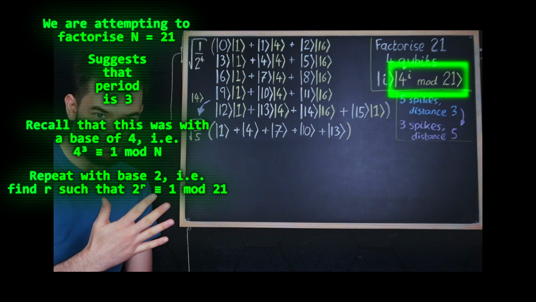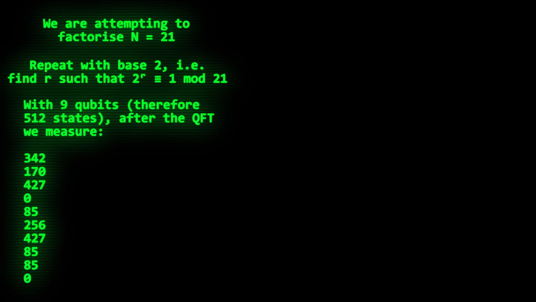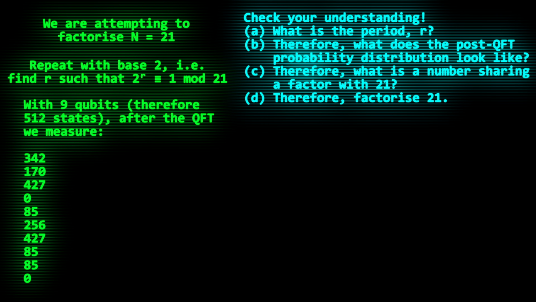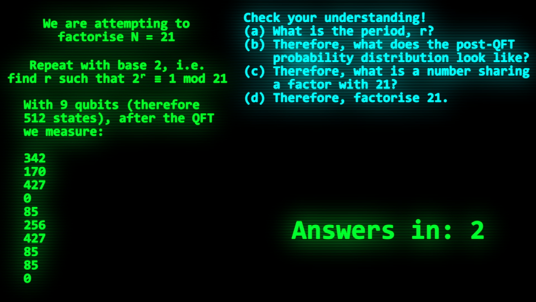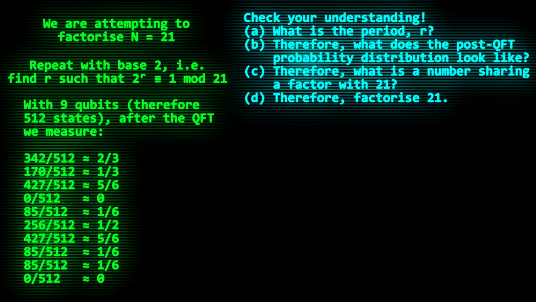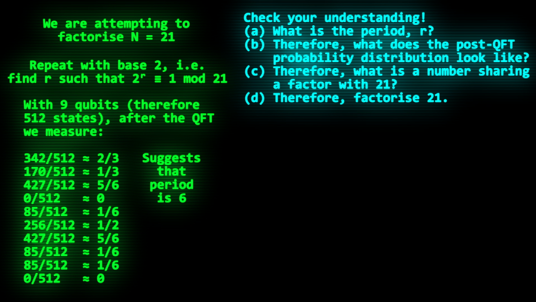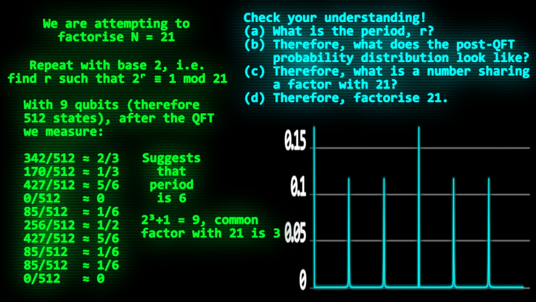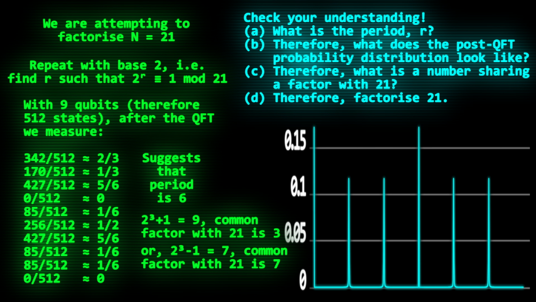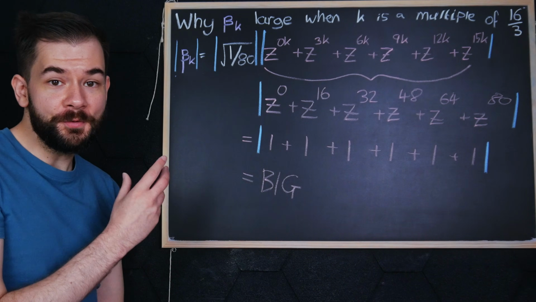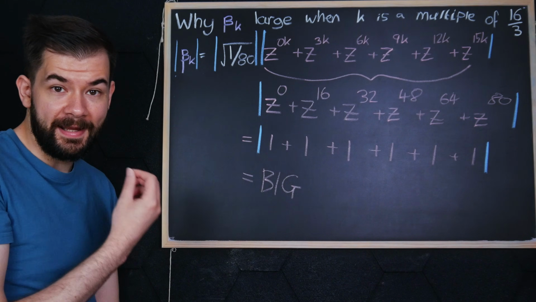This time, to check your understanding, I'll just tell you that these are our observations after the Quantum Fourier Transform. Pause now to answer the following questions, because remember, in practice, this is the only information we get. Dividing by 512, we see a period of 6, therefore the distribution will have 6 peaks, and after the whole difference of two squares thing, we can get a common factor with 21, and therefore factorize it. In the most complicated way possible, but now you know how the process works, and how it can be applied to much larger numbers. And that's everything you need to understand Shor's algorithm in its entirety.